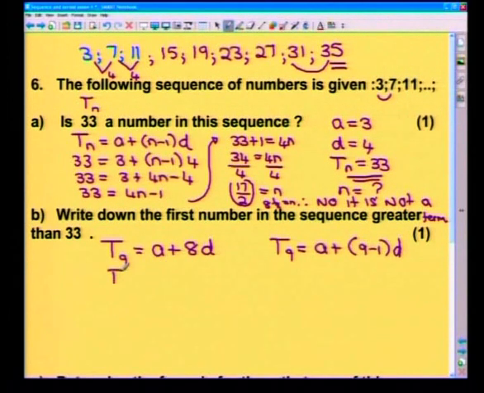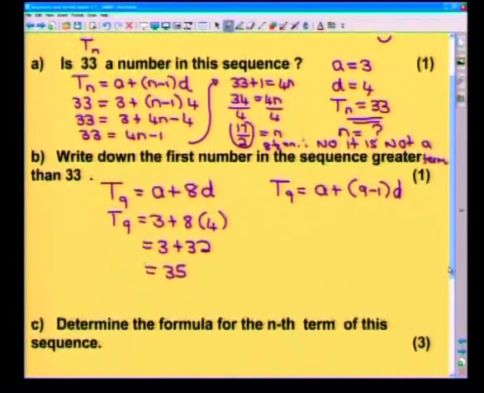Right, so now we go over here. T9 is equal to A, which we established was 3, plus 8 times the difference, which is 4, which is 3 plus 32, which is 35. And that's what we worked out when we did it longwise over here. So that makes perfect sense. So the next term up is 35. Right, let's move down a little bit and see what the next question says.